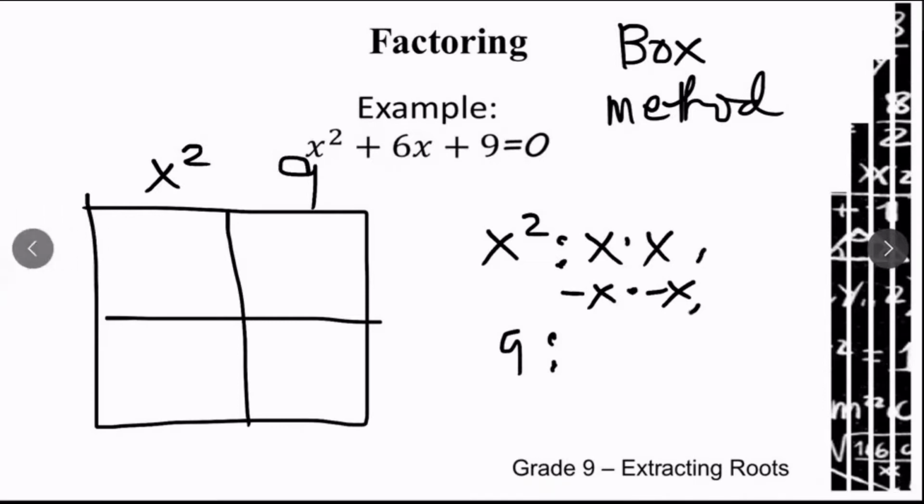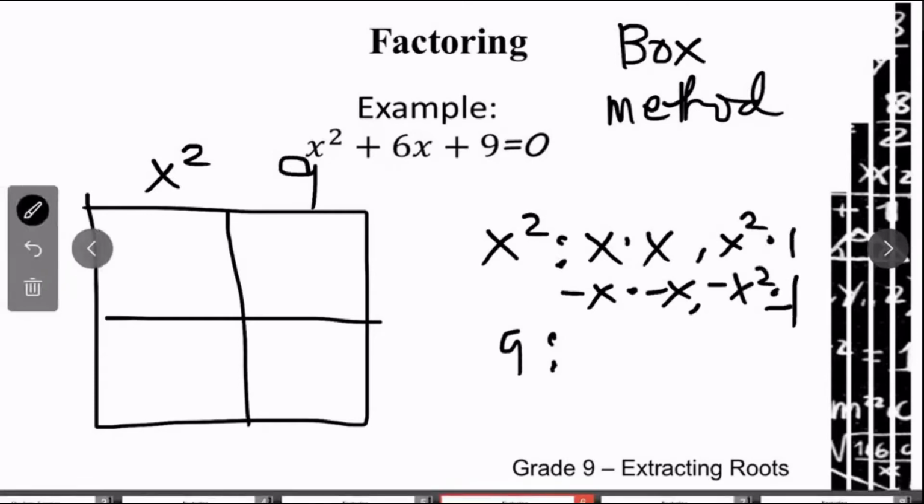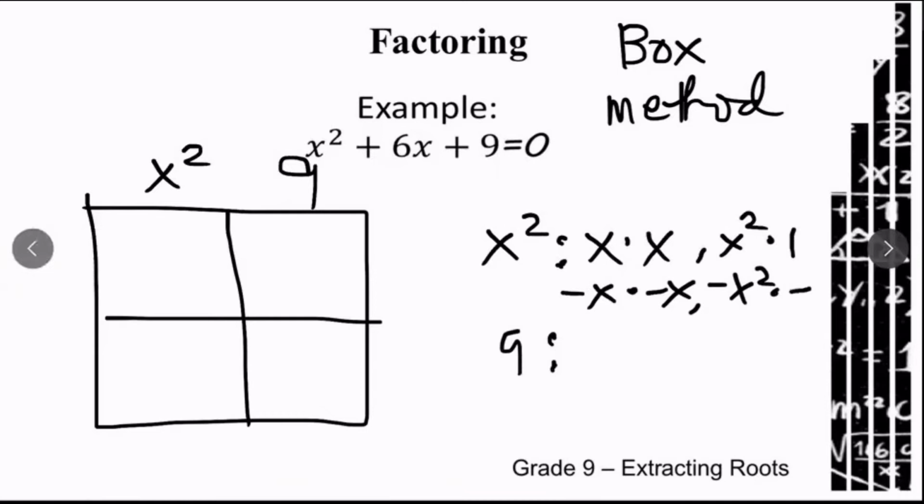And also in terms of here, we can just simply use x squared times 1 and negative x squared times negative 1. So in terms of here, we can just simply write them all, and later on we will be testing whether one of those factors are the correct factors of our given equation. Next, let us proceed with 9.